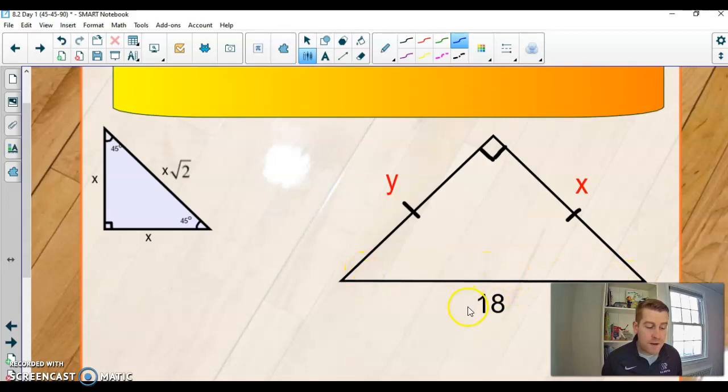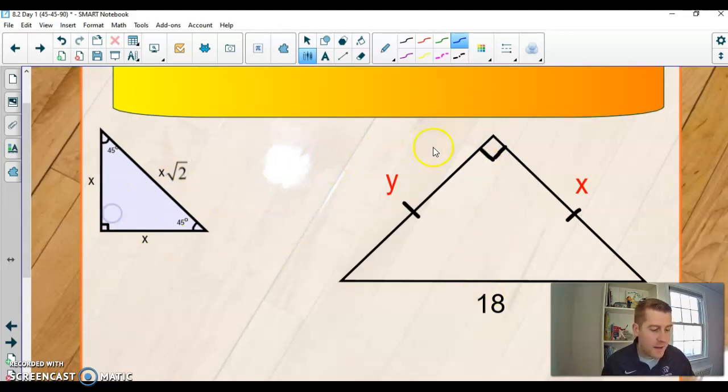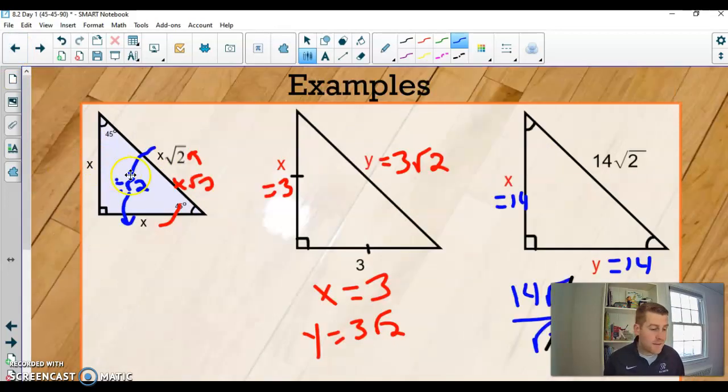Okay? Now, we got to figure out this 18. Is that one of the legs of the 45, 45, 90? Or is that the hypotenuse? So let's look at what angle it's across from. Since it's across from our right angle, that one has to be the hypotenuse, right? Across the right angle is the hypotenuse. So, then we ask ourselves, if I'm given the hypotenuse, how do I go back to figure out what the leg is? Oh, we're going to divide it by the square root of 2.